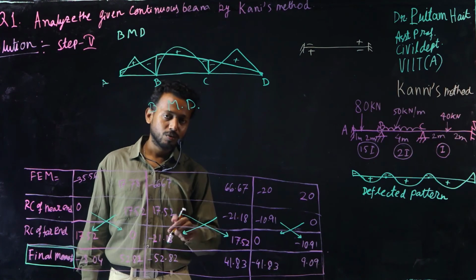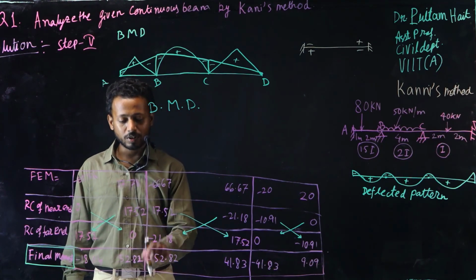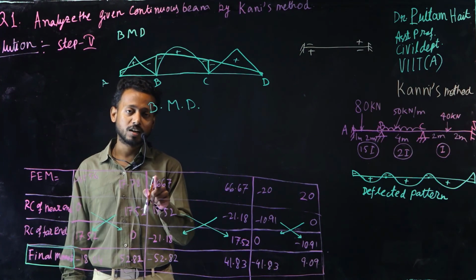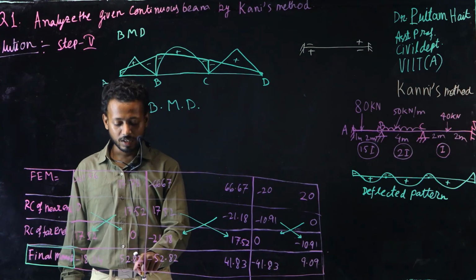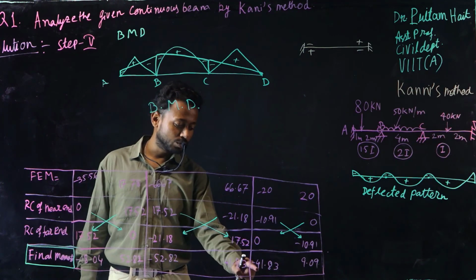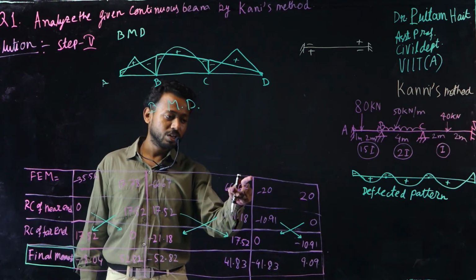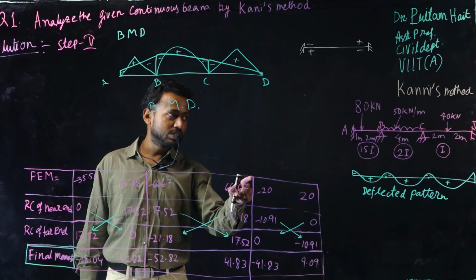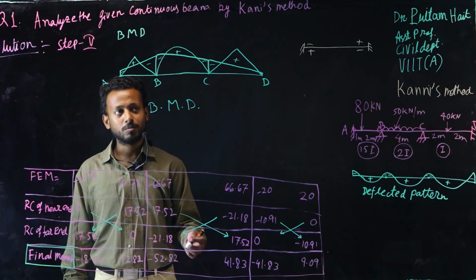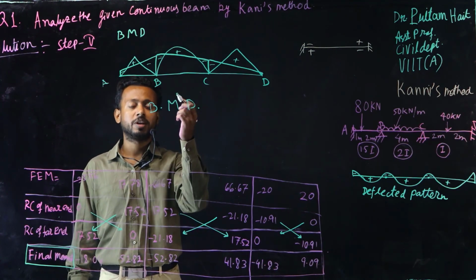Why? Because the joint should be under equilibrium condition, that's why the summation of those two moments must be 0. The summation of those two moments must be 0 for joint B and joint C to be under equilibrium condition. So in this way you can calculate the final moment, and eventually you can draw the bending moment diagram.